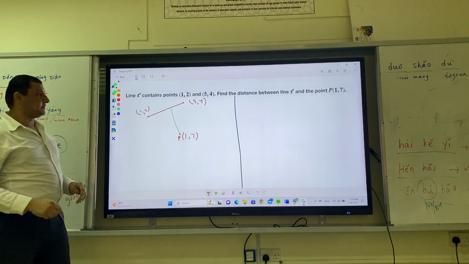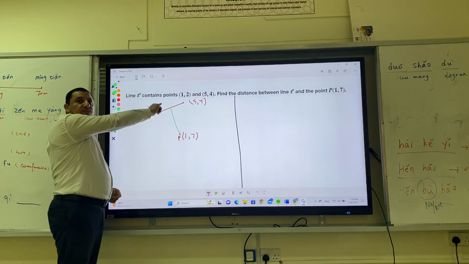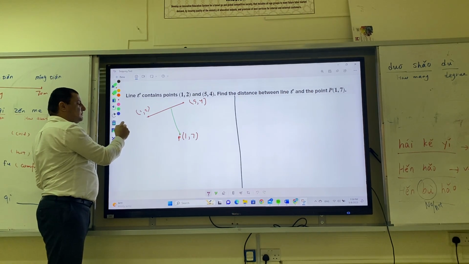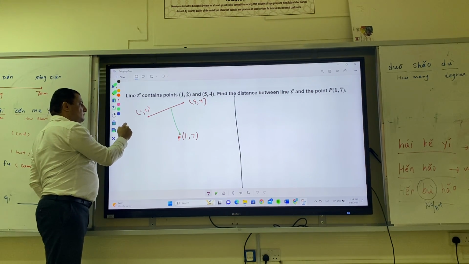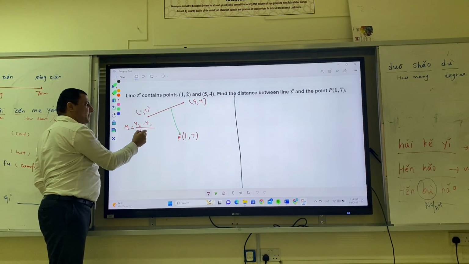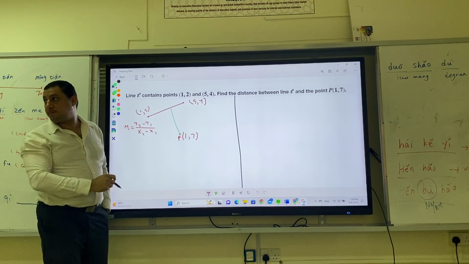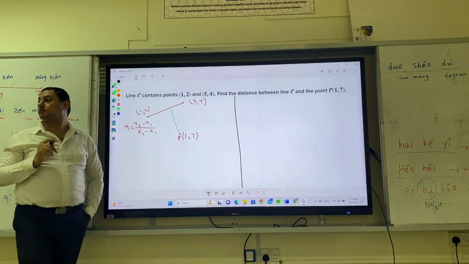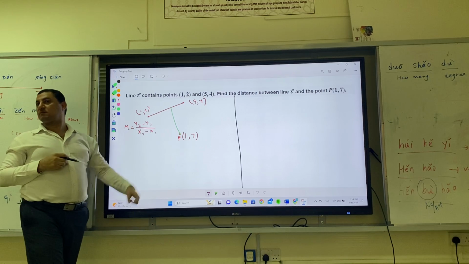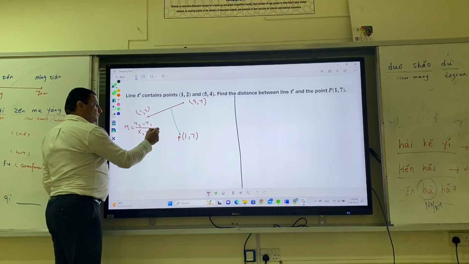The first thing is to find the slope for the red line. The slope for the red line is y2 minus y1 over x2 minus x1. Replacing. Yes, it's written. The slope is 2. So the slope is 2.